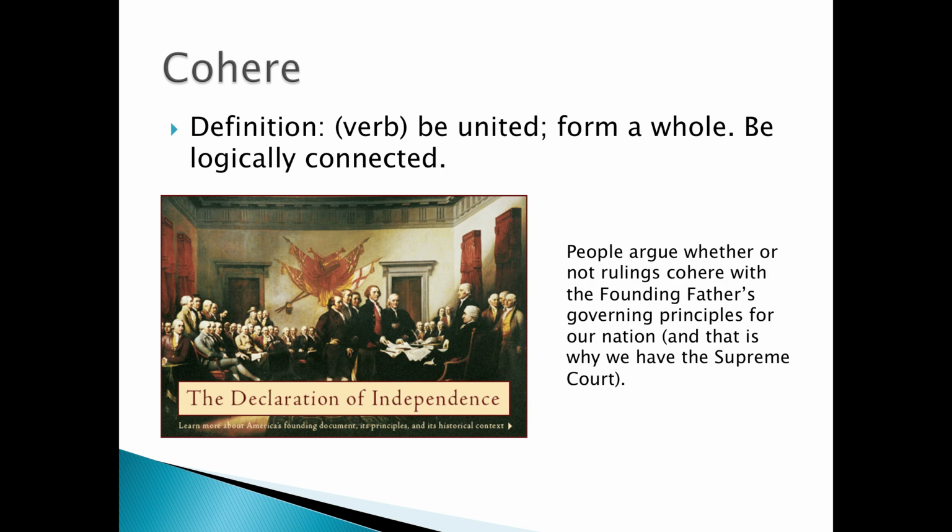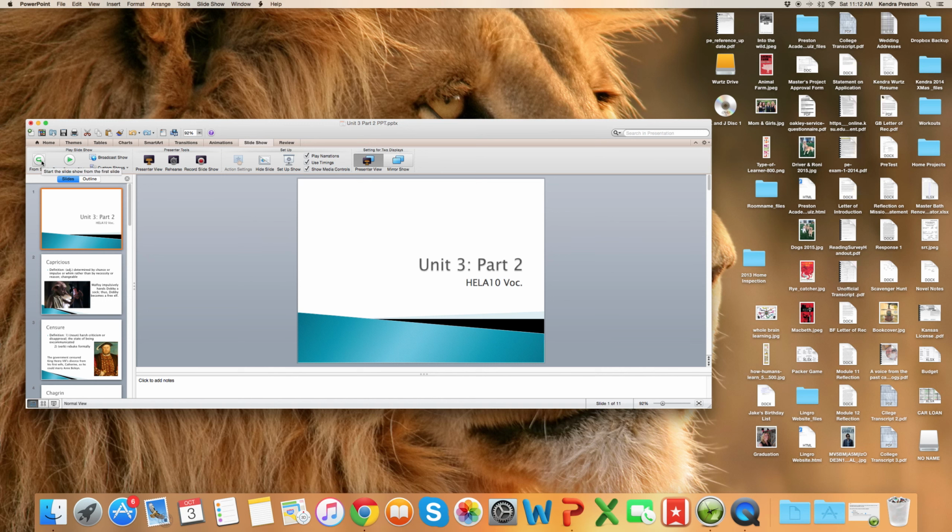And your final word is cohere, and cohere is a verb meaning to unite, form a whole, and it can also mean be logically connected. And many people argue whether or not rulings in this country cohere with the Founding Fathers' governing principles. And that is why we have the three branches of government, and one of them is the judicial system, with the Supreme Court making the final decisions. So make sure you have those words written down.